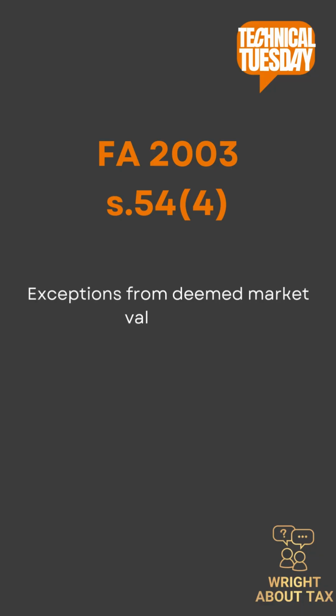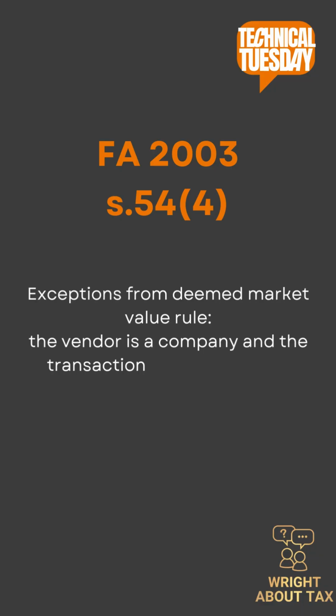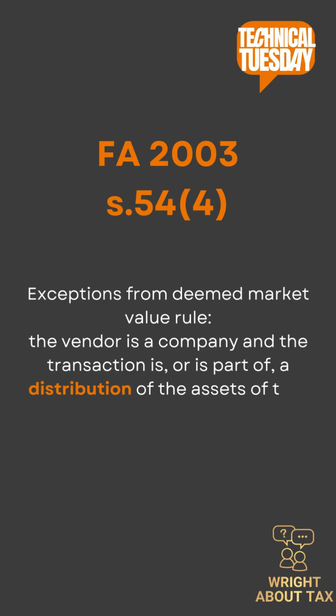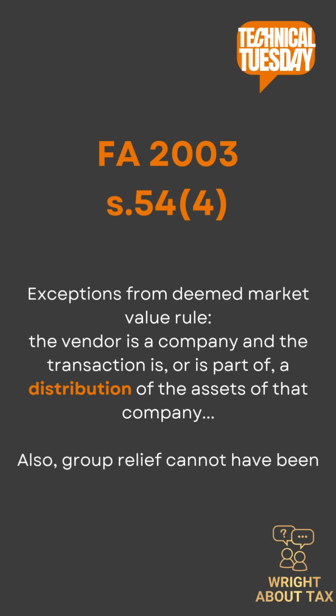Why a distribution in specie works for SDLT planning is because if there's a distribution in specie, it needs to be an interim distribution, but there shouldn't be any consideration because of Finance Act 2003 Section 54 subsection 4, which says as long as it's a distribution there's no consideration and therefore we don't need group relief, etc. So we don't have a degrouping issue.